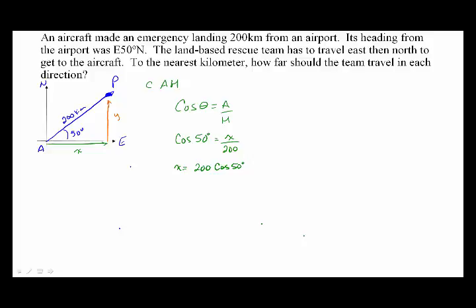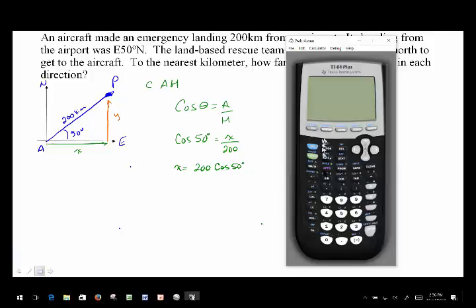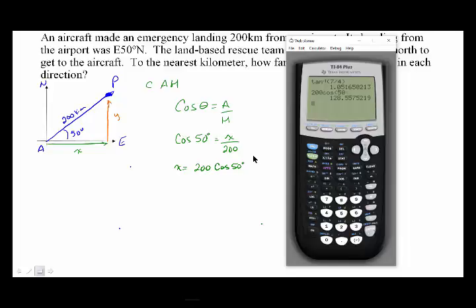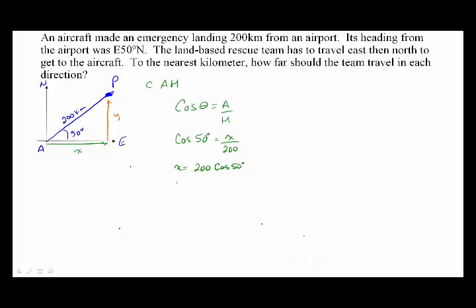Stick it in a calculator. 200 cos 50, just like that, equals 128.56. And the unit would be kilometers.